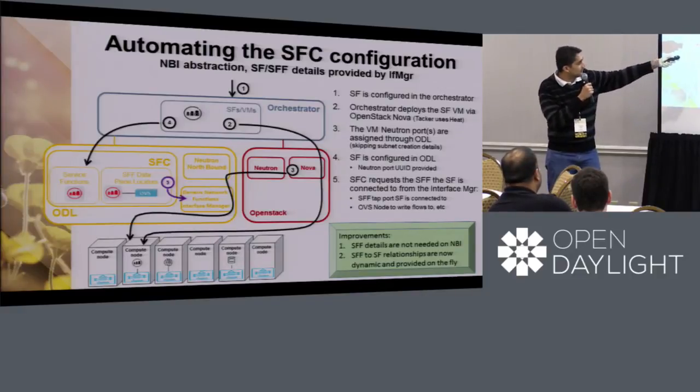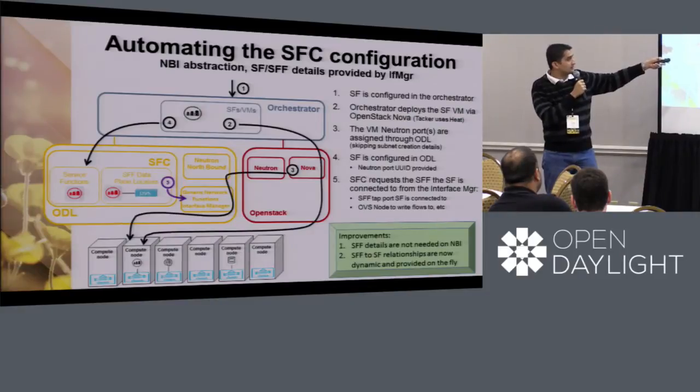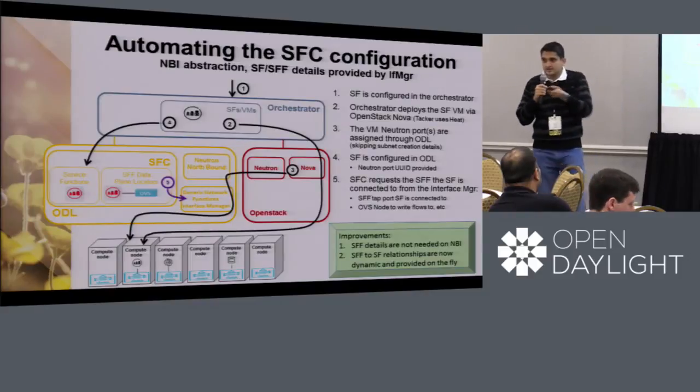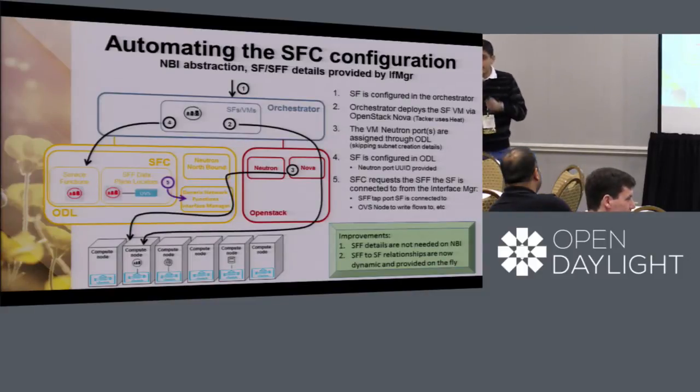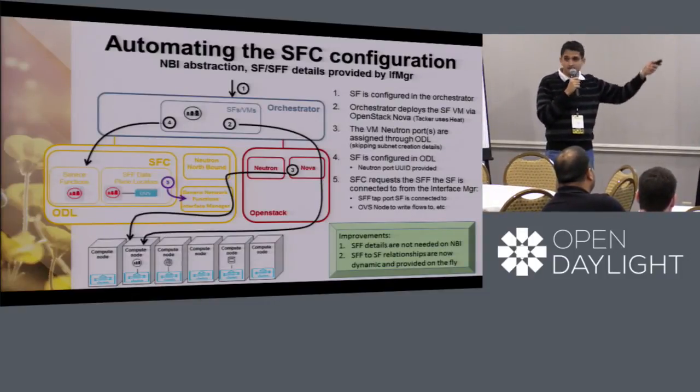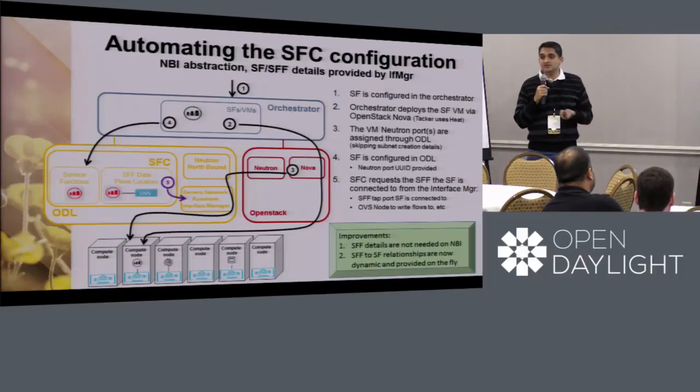If you see, the SFC doesn't really keep track of where the VM is. It talks to this Genius interface manager. That is the one which is tracking where it is. And as per discussion yesterday, this doesn't feed into only SFC. It feeds into L3 VPN, L2, anything. Because unless you know where the VM is, you cannot set up your OpenFlow pipeline.